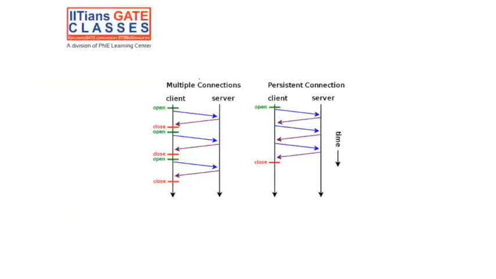So see, this is your non-persistent, multiple connections, and this is your persistent. Here open, close, open, close, open, close. But here it is a single time open, and in between communication is going on. Okay, done.